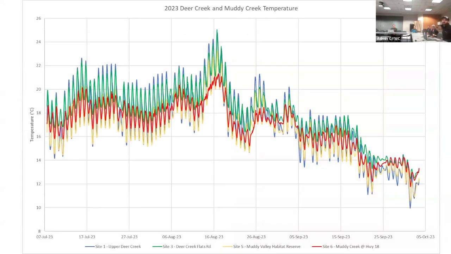So here we've got temperature data from 2023. One thing I noted was the red line, the Muddy Creek at Highway 18 site. There's very low fluctuation in the temperature, which makes sense. It's more stagnant. Deer Creek had the highest fluctuations, and then our Muddy Valley Habitat Reserve property was somewhere in the middle.